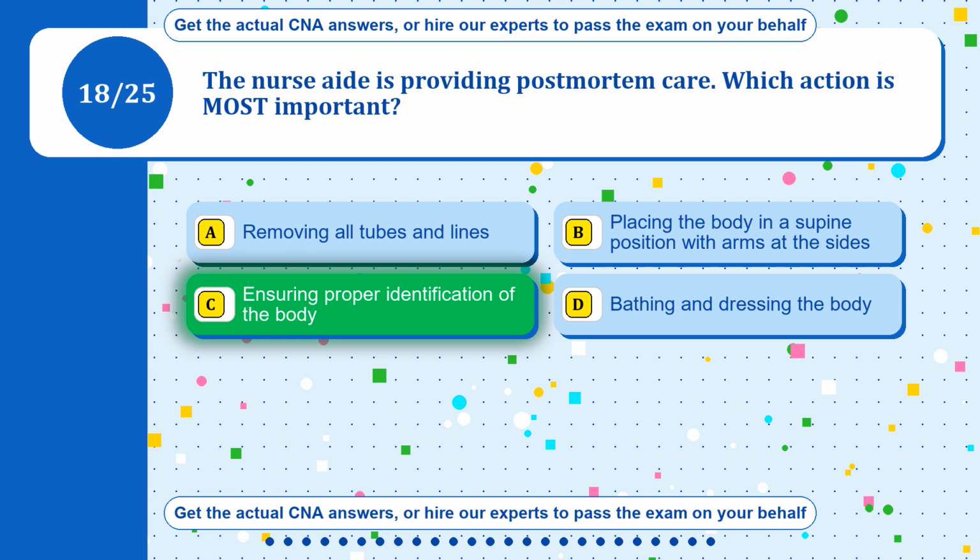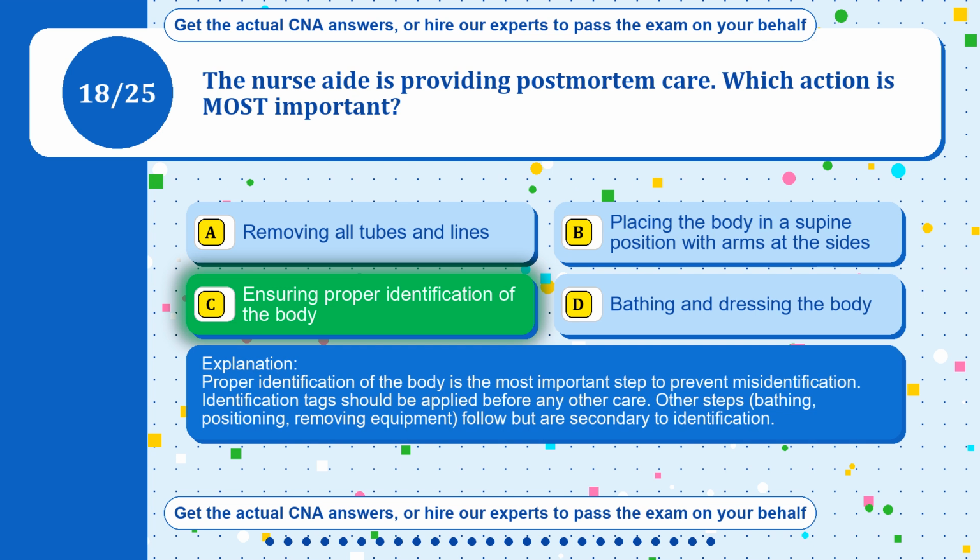The correct answer is option C, ensuring proper identification of the body. Proper identification of the body is the most important step to prevent misidentification. Identification tags should be applied before any other care. Other steps, bathing, positioning, removing equipment, follow but are secondary to identification.